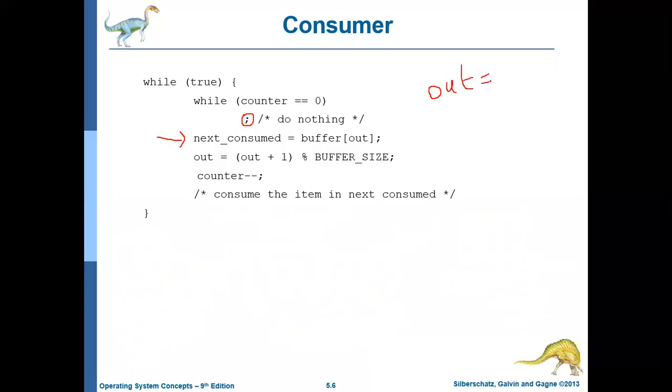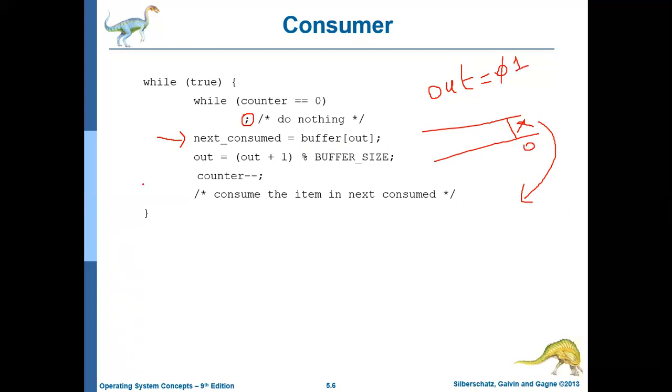So what does this statement do? Next consumed is equal to buffer of out. That is, whatever data item is in the zeroth location in the buffer, this item, that is X, is now taken out. And that is the next consumed, so next consumed will be holding that item. And then it increments the out. Out is equal to (out plus 1) modulo buffer size. That is, out becomes 1. No more out is 0, now out is 1.